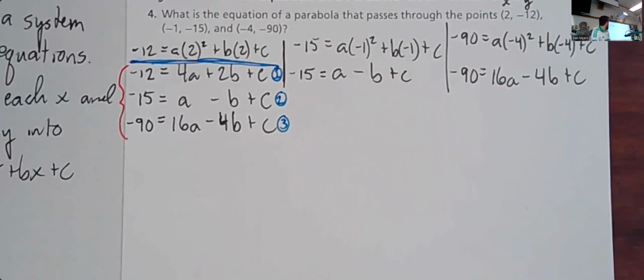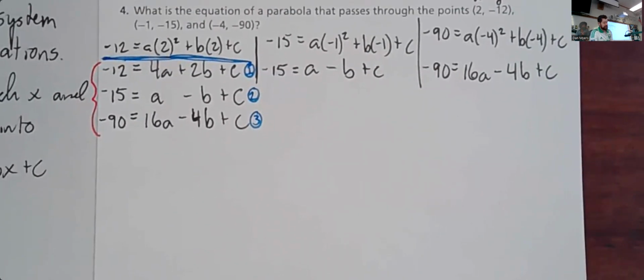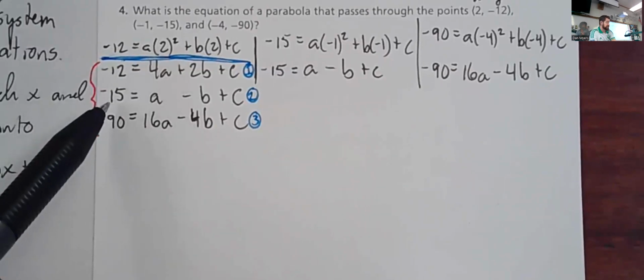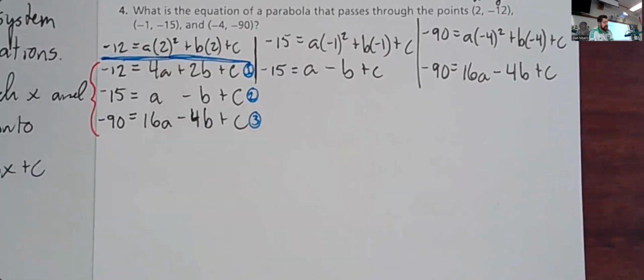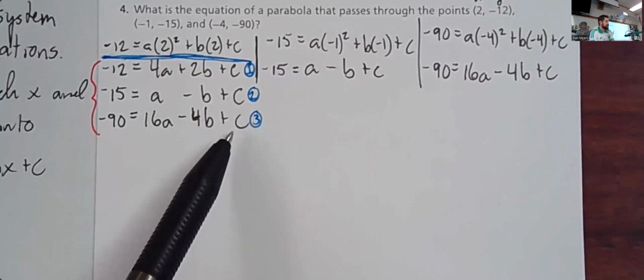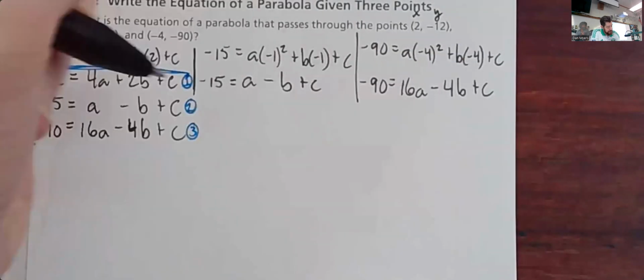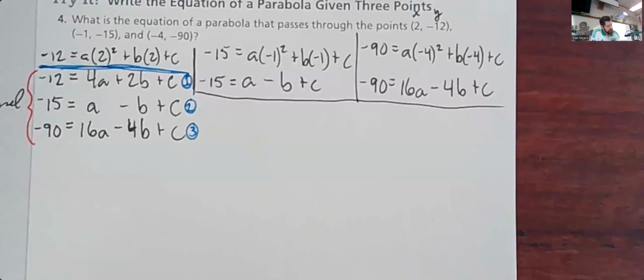And C is definitely going to be the easiest one to get rid of. So we're going to have to create a couple of pairs of two equations. So if we take equation 1 and we subtract equation 2, that'll get rid of C. And then if we take equation 2 and subtract equation 3, that will also get rid of C. So we'll do those two things separately.